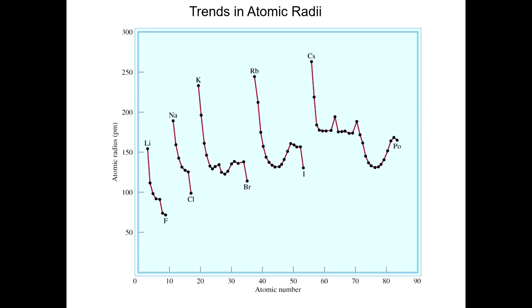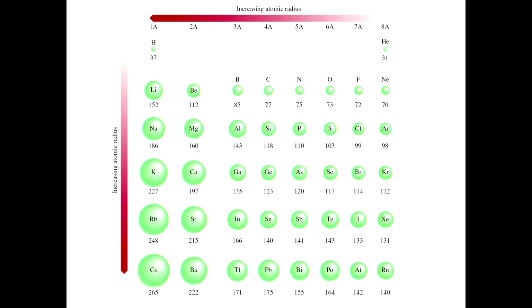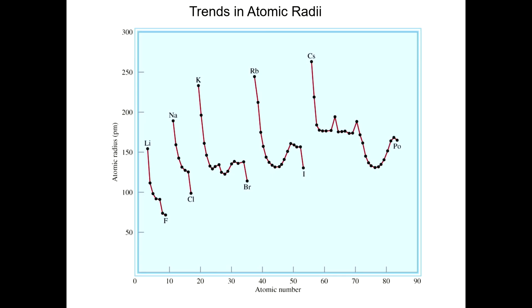So in one group, from up to down, it increases. This is one series. So from left to right, distance. So in one period, this is one period, okay? So this is one period. So the atomic radii is like this.